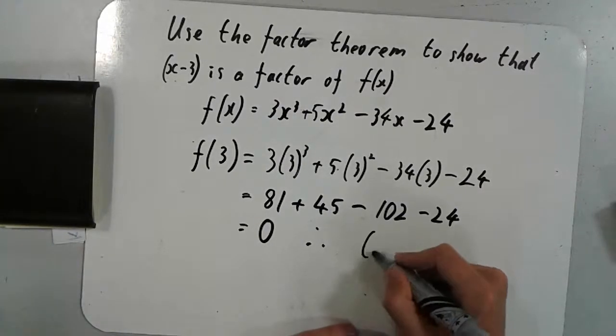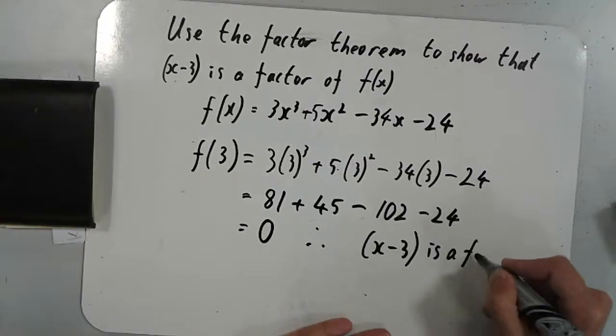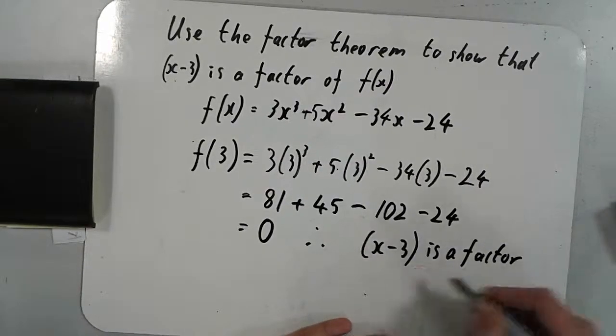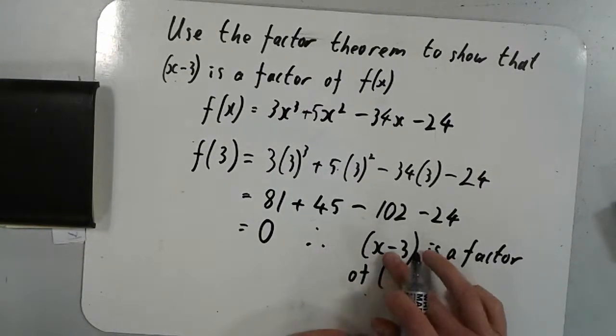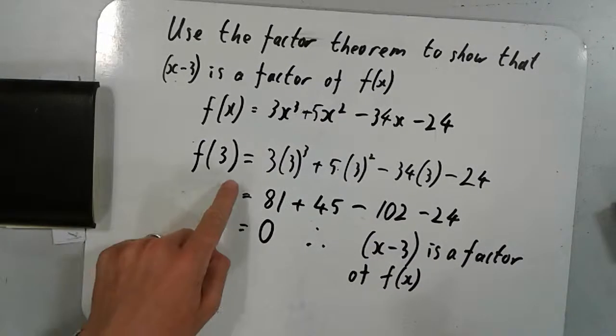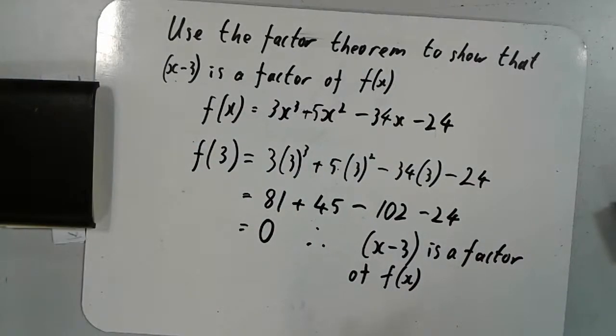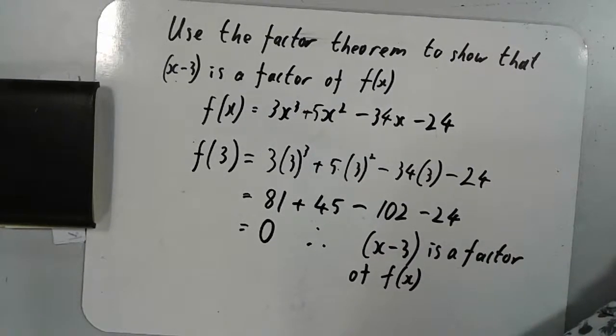Therefore, x minus 3 is a factor of f(x). We're just showing there that we know that the fact that it equals 0 is a good thing. That is using the factor theorem to show that x minus 3 is a factor of f(x). Always show that you know what a result means. Okay? Cool. So now let's set about fully factorising this.